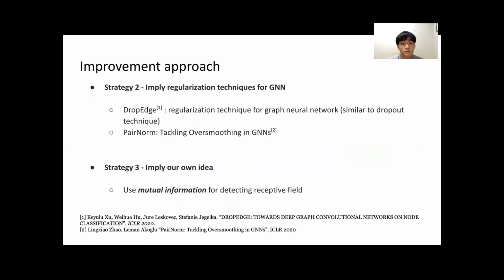And for our second strategy, we will apply recently proposed regularization techniques for graph neural networks. In addition, we are also devising our own ideas to find better receptive fields of the graph. There are no specific plans for it yet, but currently we are thinking about how to use the mutual information concept from information theory to solve this problem.